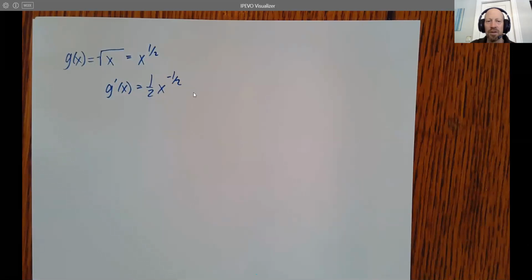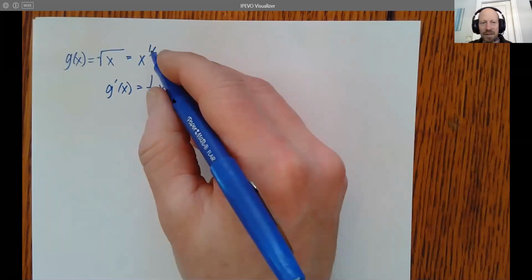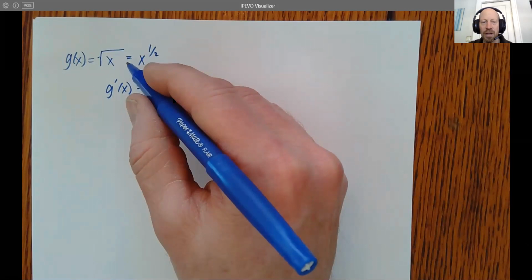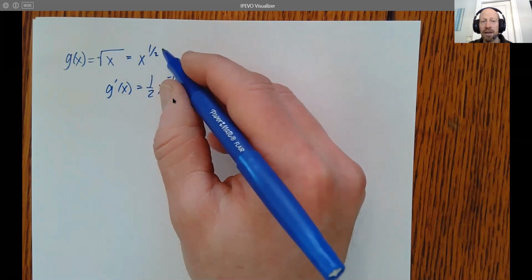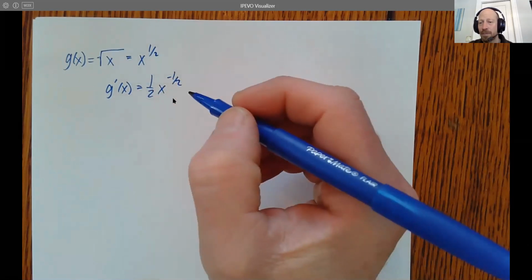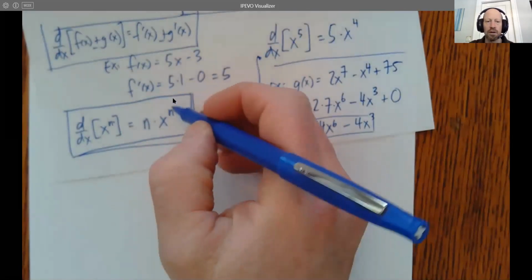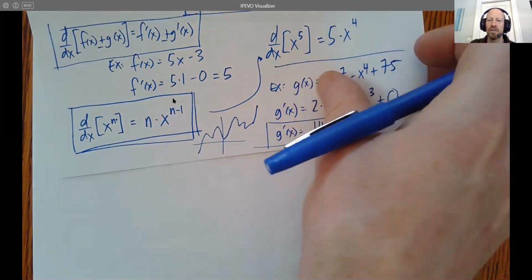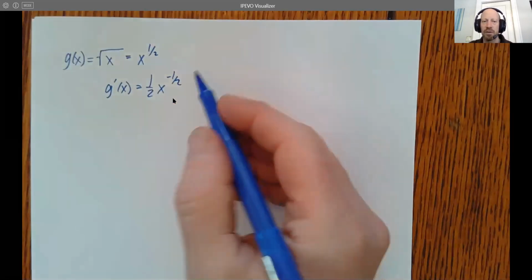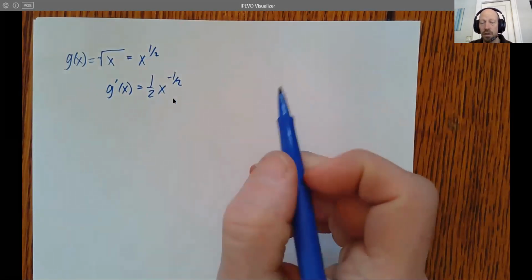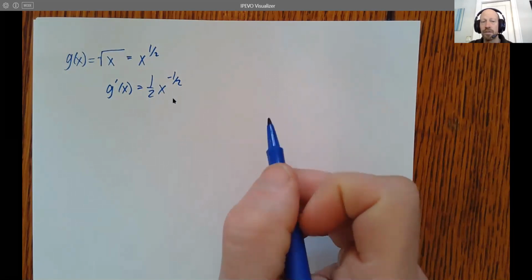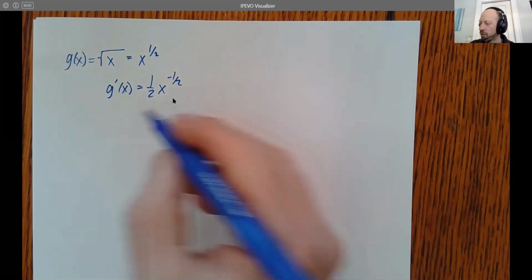Okay, so, you see what I did there? I multiplied by the exponent, and then I took the exponent minus 1 as my new exponent. That's what that power rule here states. So it doesn't just have to work for whole numbers, it can work for fractions as well. And so that's important for us.